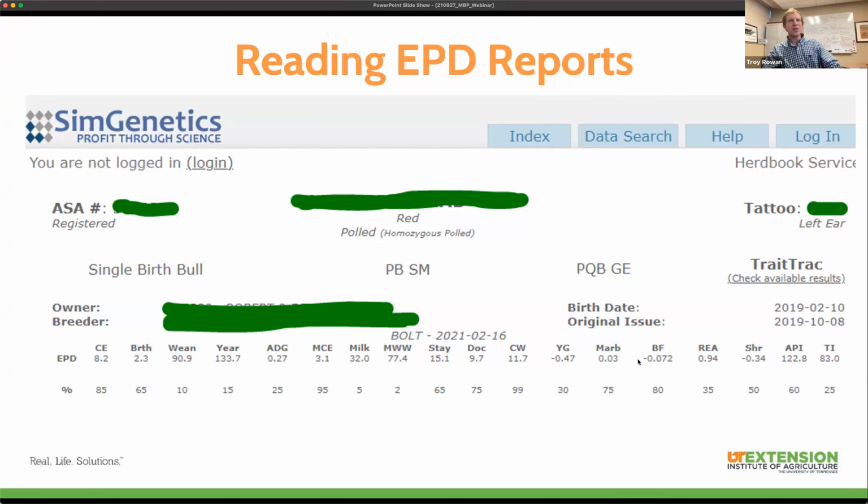But all these breed associations are going to report trait definitions and how you can interpret them, and those are really helpful to read through as you start to dig through these EPD reports.